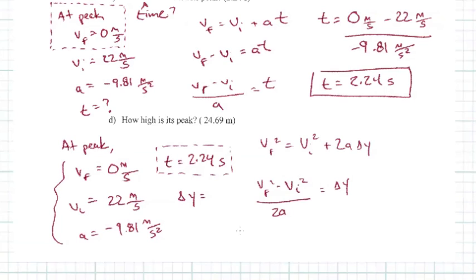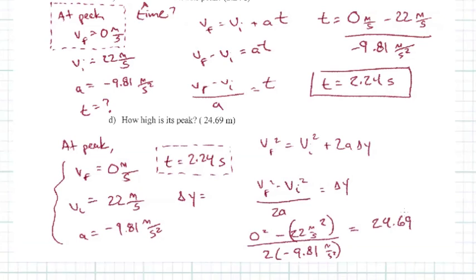So what's our VF? 0, right? 0 squared minus our VI, 22 meters per second, the value squared. So we're subtracting that squared value, over 2 times negative 9.81 meters per second squared. That's our delta y. What do we get? 24.69 meters, if you calculate that through.